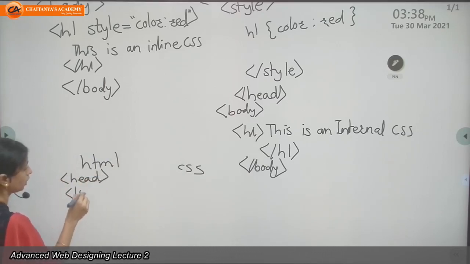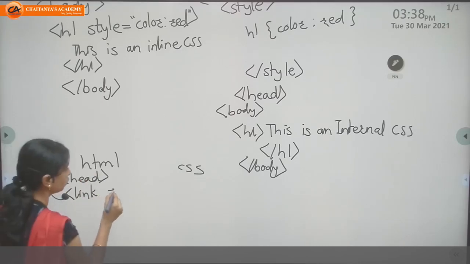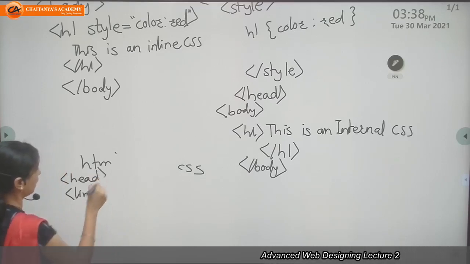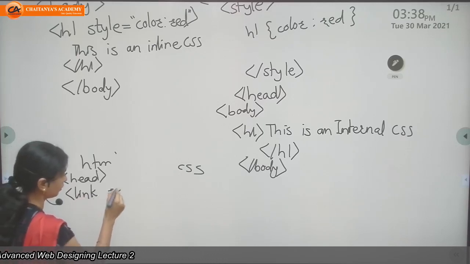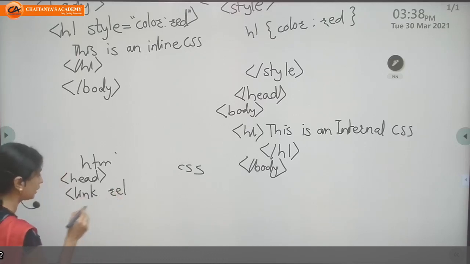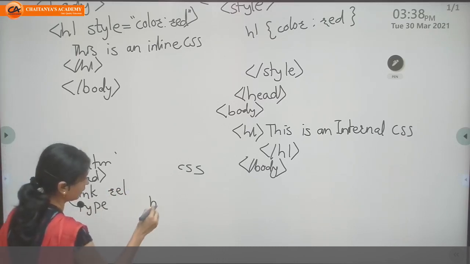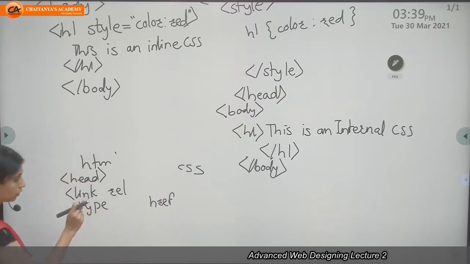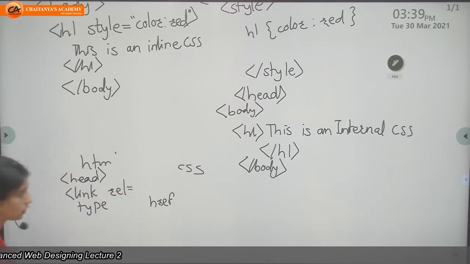I need to use another tag, that is link. I need to use three attributes in the link tag. First is rel, second is type, and third is href. These attributes I have to write for this link tag. Rel means what is the relation? CSS.